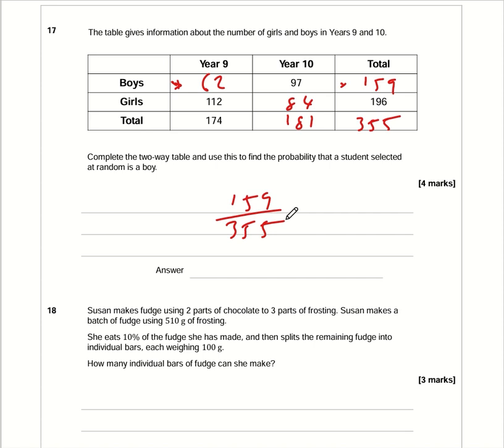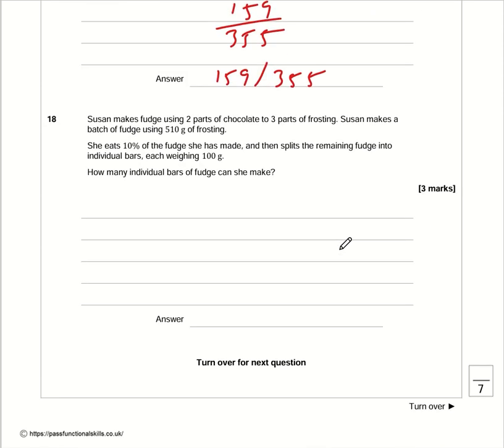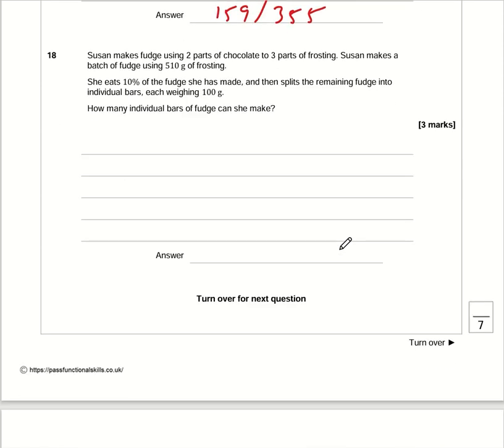355. And it's worth investigating whether this fraction can be simplified. And the answer is no, it cannot be simplified. I suspect that 159 is a prime number, but I could be wrong, but certainly there's nothing that you can divide both 159 and 355 by. So this is the probability of selecting a student who is a boy: 159 over 355.